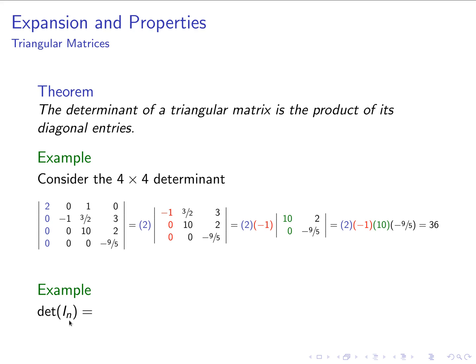Another consequence of this is we can immediately calculate the determinant of any identity matrix. The identity matrix is certainly both upper triangular and lower triangular, and its only diagonal entry is equal to 1. So to calculate the determinant of the identity matrix, we just multiply 1 by 1 by 1 n times, and of course that product is equal to 1. So the determinant of an identity matrix is always equal to 1.